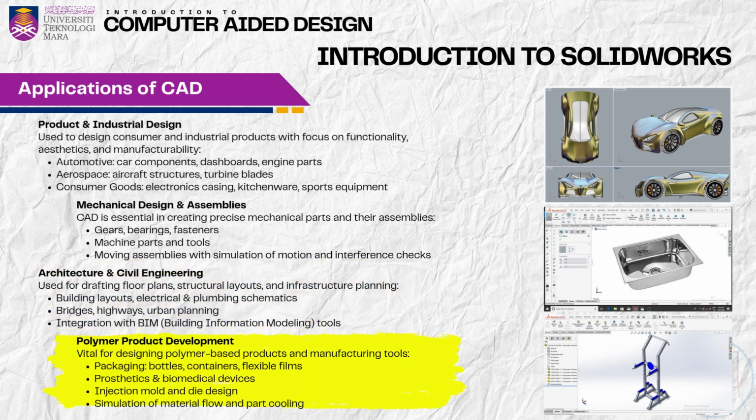In polymer product development, CAD is vital for designing products made from polymers like plastics and the tools used to manufacture them. This includes packaging such as bottles and flexible films, biomedical devices like prosthetics, and the design of injection molds and dies. You can even simulate how materials flow during the manufacturing process and how parts cool down.